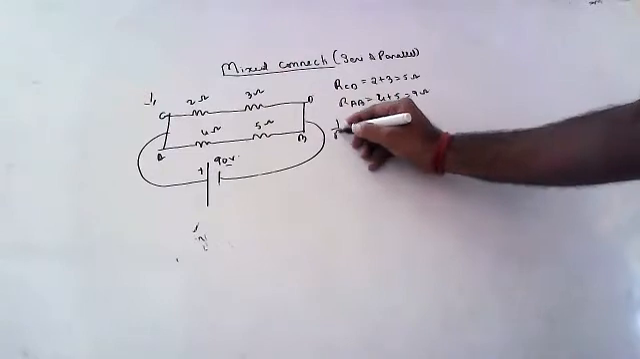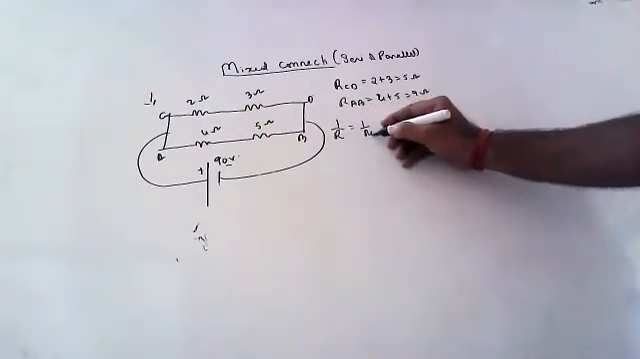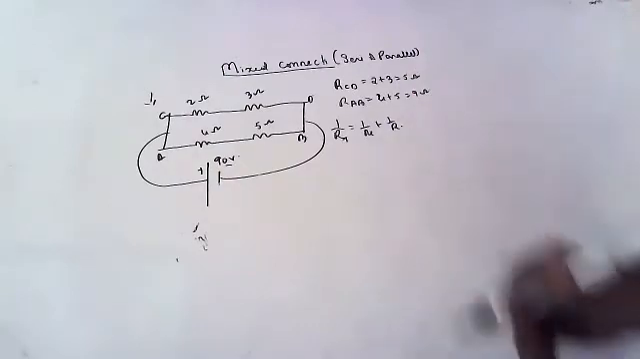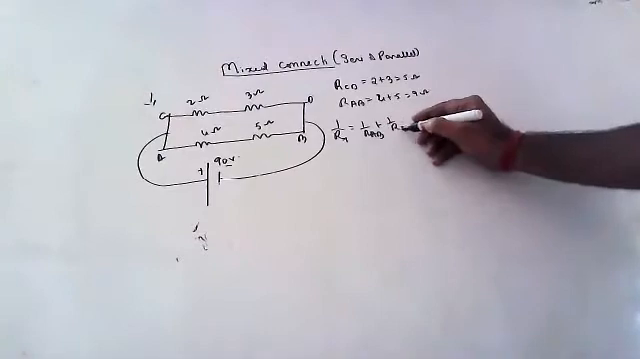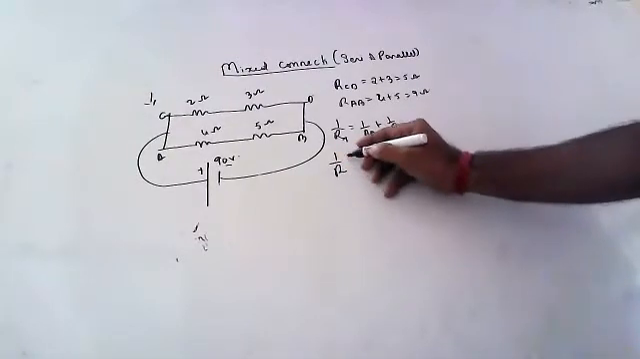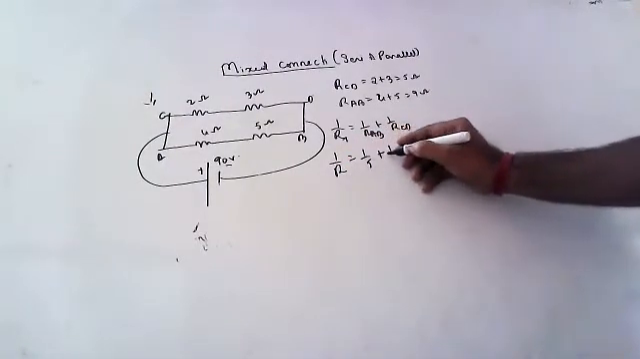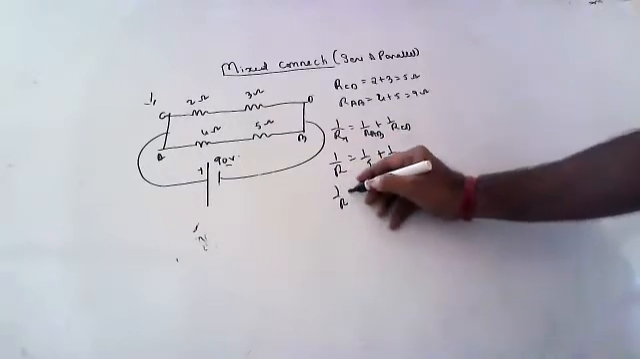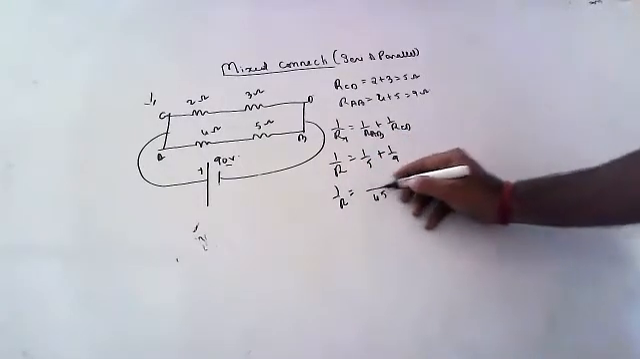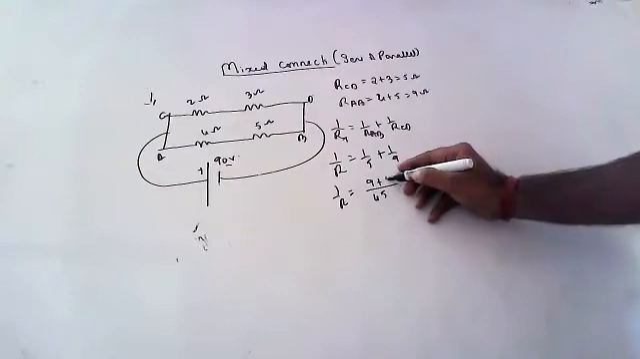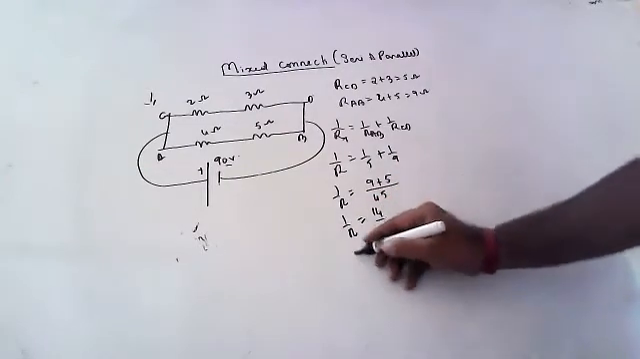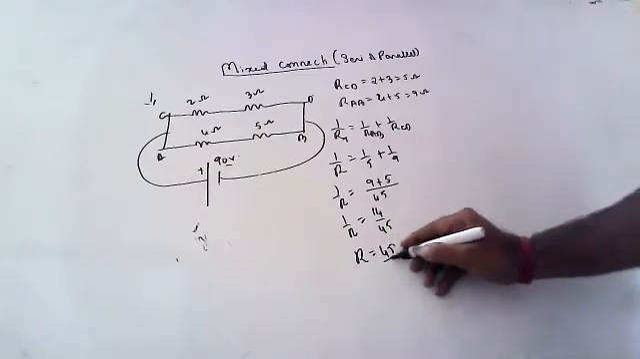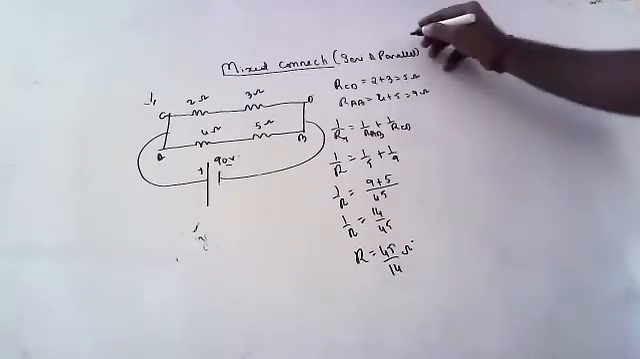And what is the formula for parallel? 1 by R is equal to 1 by R1 plus 1 by R2. If I want R total, try to understand, R total means 1 by RAB, 1 by RCD. So children, 1 by R is equal to 1 by 5 plus 1 by 9. 45 is the LCM, children. 9 plus 5, 1 by R is equal to 14 by 45. R is equal to 45 by 14 ohms, the total resistance.